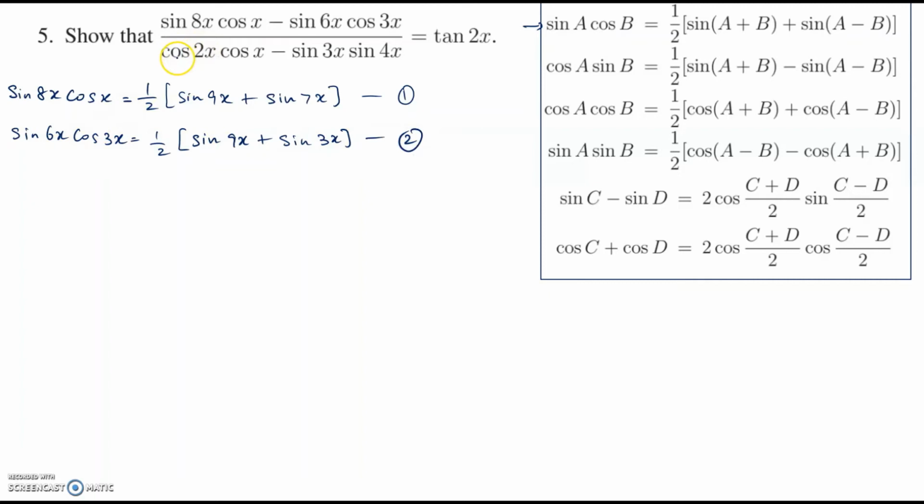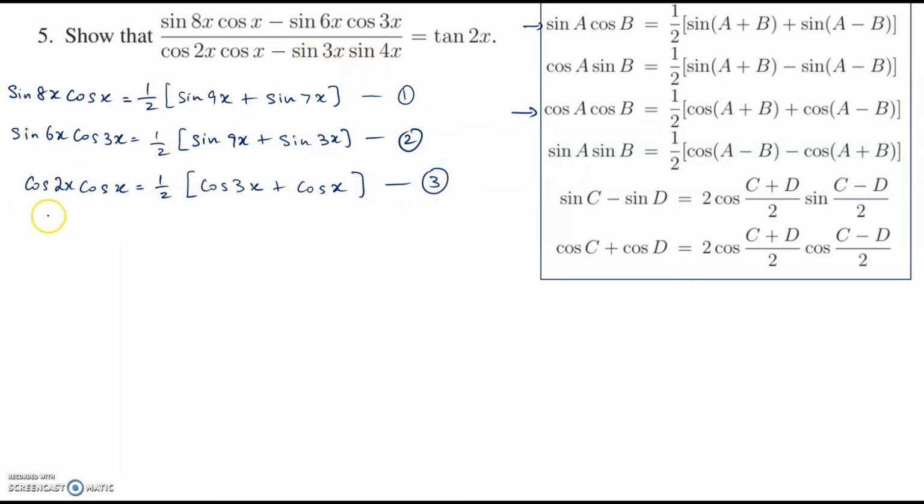Then let's take from the denominator cos 2x and cos x. Cos 2x cos x, and let's use this formula here. So this becomes half of cos (a plus b). A is 2x, b is x, so it's cos 3x, and plus cos (a minus b), which is plus cos x. 2x minus x will be x. So let's call this as 3.